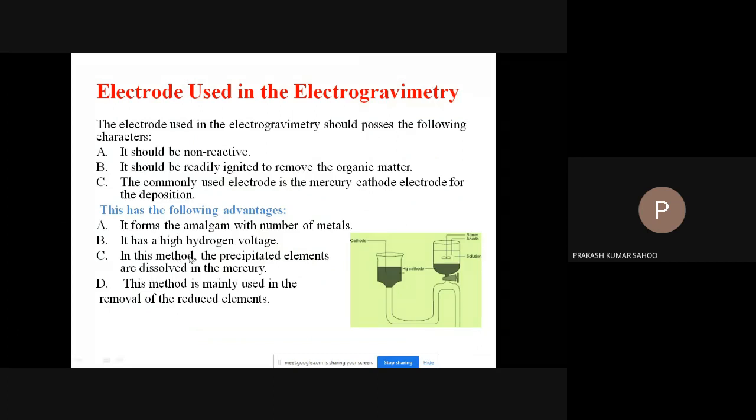Then we have, in this method, the precipitated elements are dissolved in the mercury, and this method is mainly used in the removal of reduced elements. So this is generally used for the removal of reduced elements.